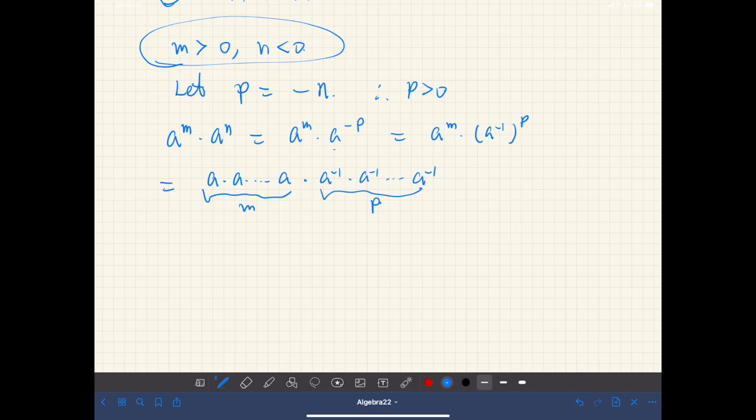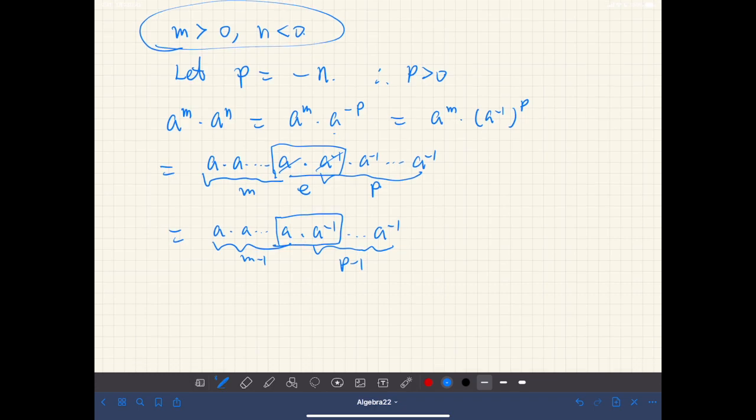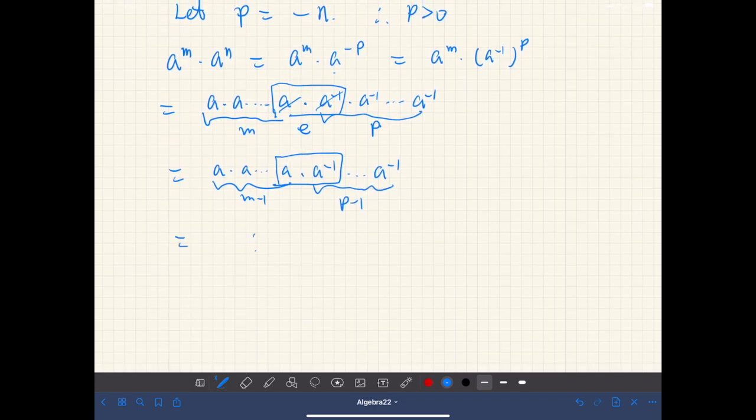Okay, then consider this and this element. If we multiply this, that becomes the identity matrix, so we can cancel this and this. After this operation, we have m minus 1 a's and p minus 1 a inverses. Then we consider this a and this a inverse, and we can cancel this, and we can continue this process.